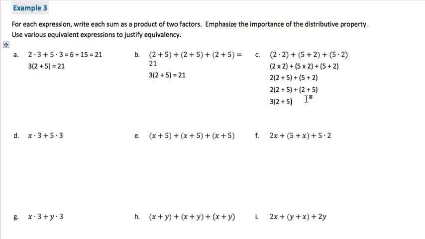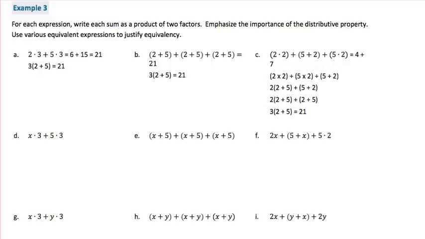Let's check it to prove. 3 times (2 plus 5) is 21. Let's go up to our original expression, which was 2 times 2, which is 4, plus 5 plus 2, which is 7, plus 5 times 2, which is 10. And 4 plus 7 is 11, plus 10 more is 21. They're equivalent.